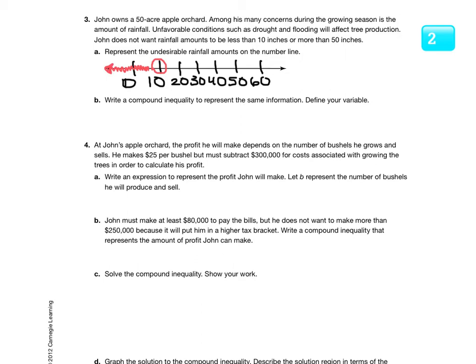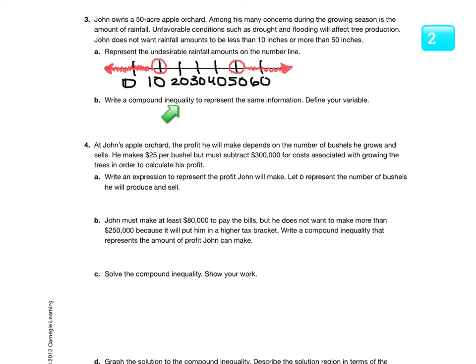And then the next one talks about more than 50. So ask yourself, is 50 inches okay? Yes, it's okay. We're okay to be 50 inches, but we have to be more than 50 to represent flooding. So 50 inches would not be included because that's not flooding just yet. 51 inches would be considered flooding, so that's why we shade in the greater than direction.